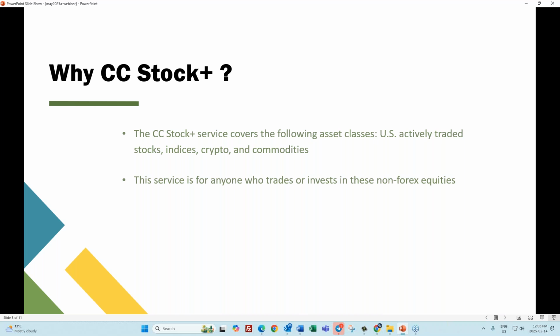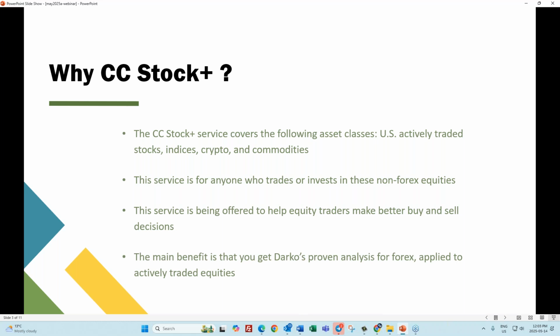So if you have investments or you're trading in any of these other non-Forex equities, then this is the kind of service that we've designed it for. The purpose is to help you make better decisions on where you want to buy, where you want to sell, and what's going on with the stock that you own or that you're looking at buying.